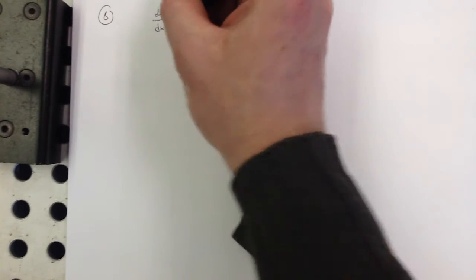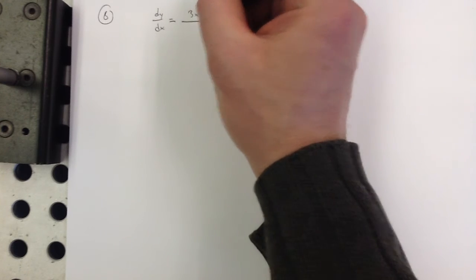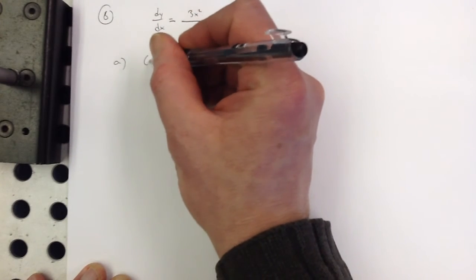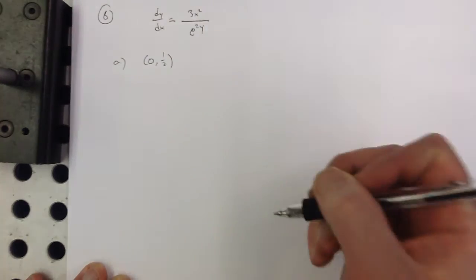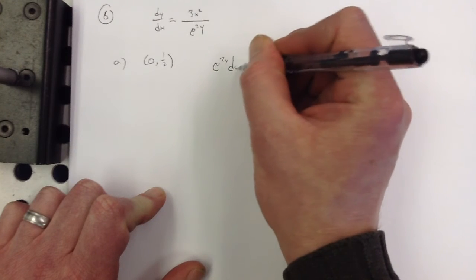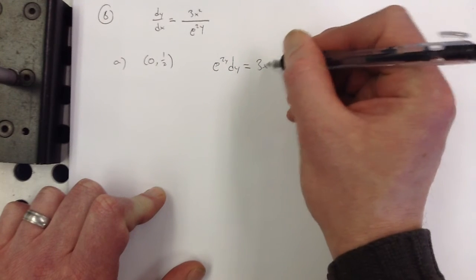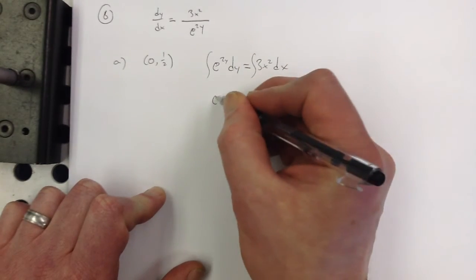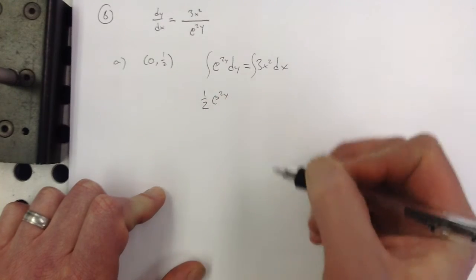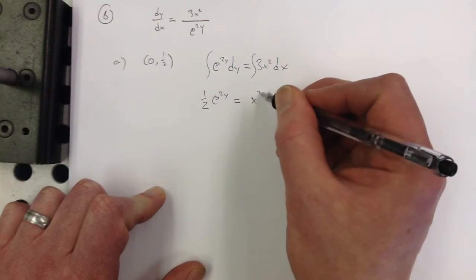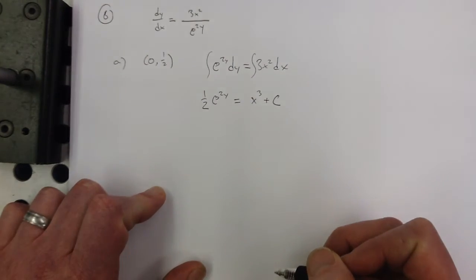dy/dx is equal to 3x squared over e to the 2y. And the first part is solve it with the initial condition (0, 1/2). All right, so let's get busy and do it. So I get e to the 2y dy is equal to 3x squared dx. I'll integrate both sides. The antiderivative of e to the 2y is 1/2 e to the 2y. Make sure you understand why that 1/2 is there. The antiderivative of this is x cubed plus c.